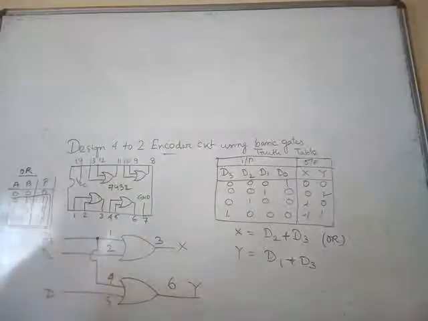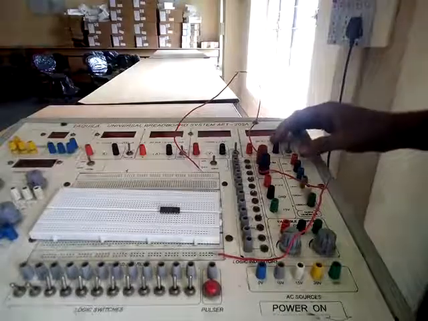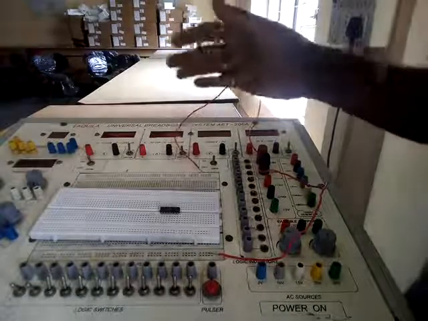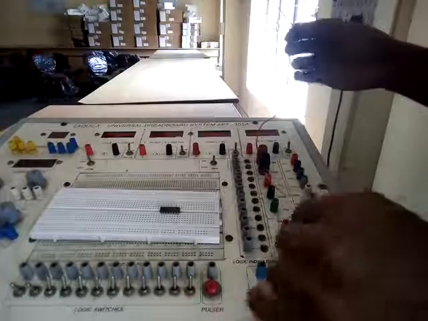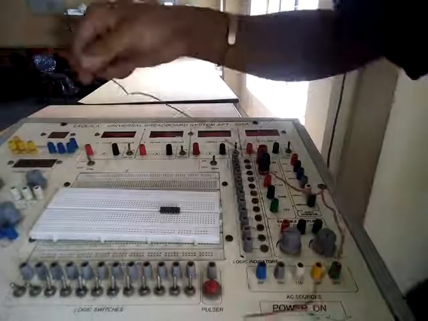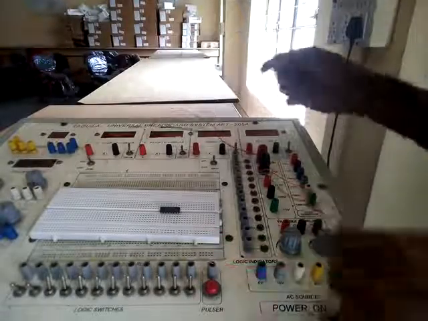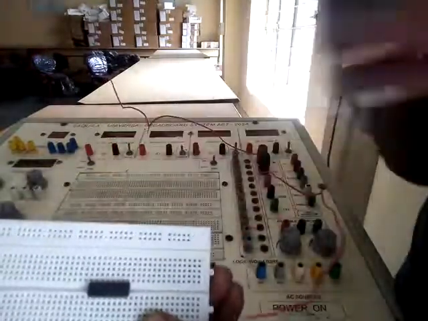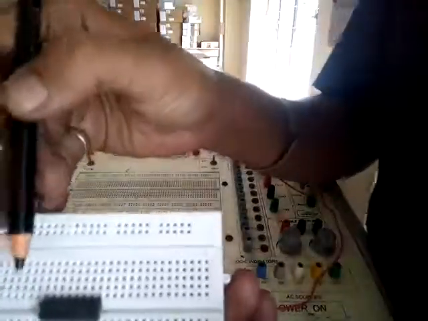Now we design the circuit in the analog and digital trainer kit. There are multiple connections. We only need two connections, that is plus 5 volt and ground. First we take the IC. This is 7432 IC. You see this cutting part.